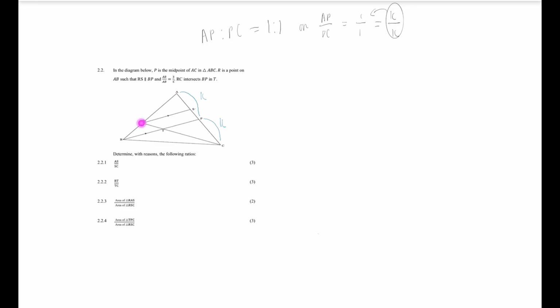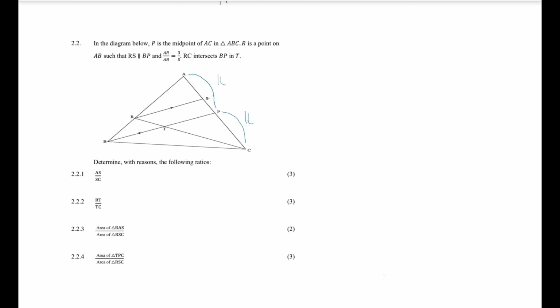And then we are given that R here is a point on AB such that RS is parallel to BP. So be careful of these parallel lines. And another hidden one, of course, you can see this triangle that you have a parallel line here. But then, did you notice this one? Yes, it's very hidden. So I'm just going to draw another parallel line like this, just so that it's visible to us, so that we are able to identify this triangle.